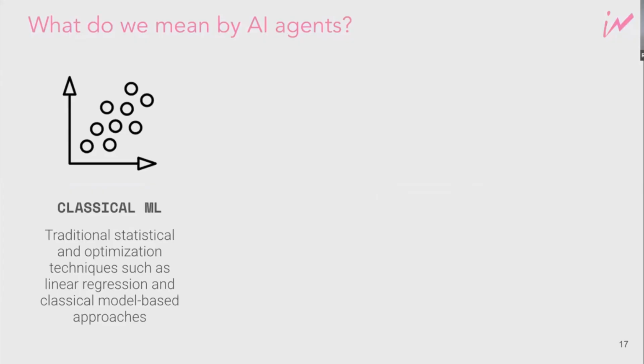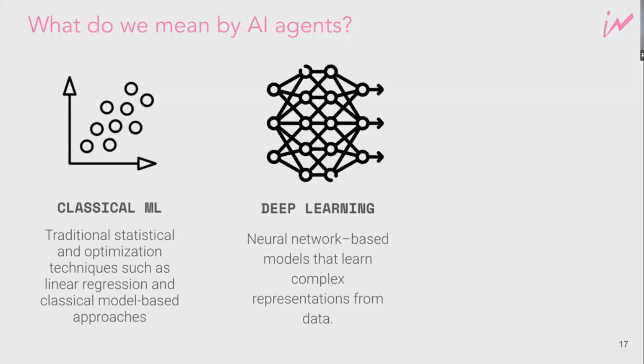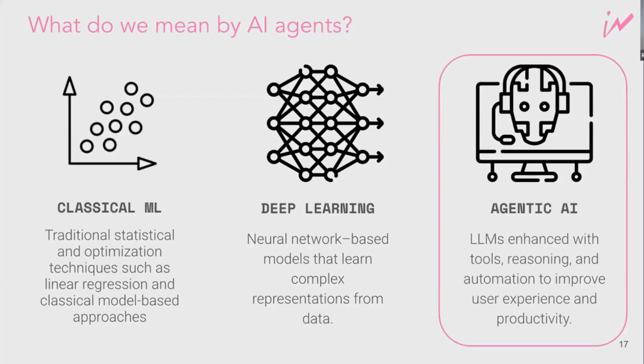So just to make sure we're all on the same page when we talk about AI agents, there's a few different flavors of things that might come to mind when you think about AI. One is classical machine learning. So these are statistical and optimization techniques, linear regression, model-based approaches. There's deep learning that may come to mind, so neural networks that learn representations from data. What we're really talking about in this talk is agentic AI. So these are large language models, but enhanced with tools, and that can reason over the questions you're asking them and use those tools to effectively make a decision.